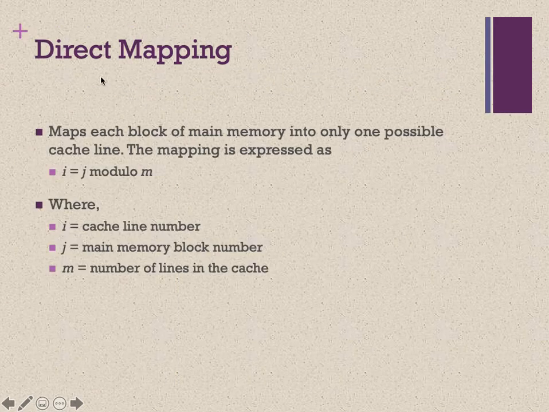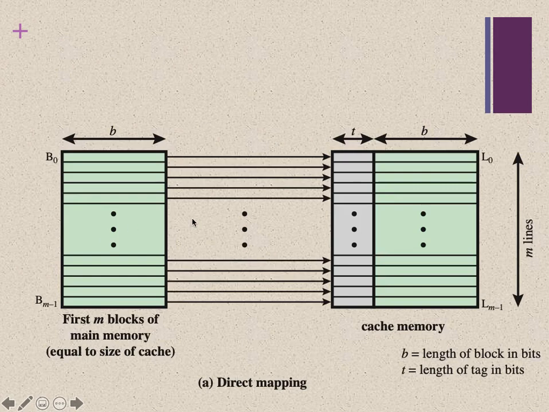So this is direct mapping. In direct mapping, it maps each block of main memory into only one possible cache line. And this is the expression: i = j modulo m, where i is the cache line, j is the memory block number, and m is the number of lines. So the memory block number modulus the number of cache lines gives us the cache line number.